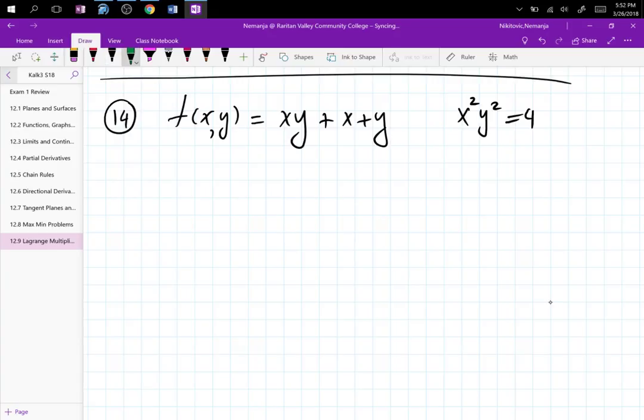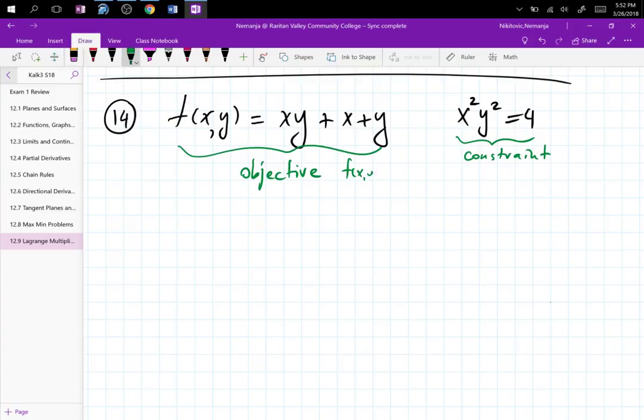Just one more time, this equation over here will be called the objective, because this is what you are minimizing or maximizing, and this one over here will be the constraint. You better have two of these. The objective we label with f of x, y, z, whatever, and the other one is labeled with g of x, y, and so on.